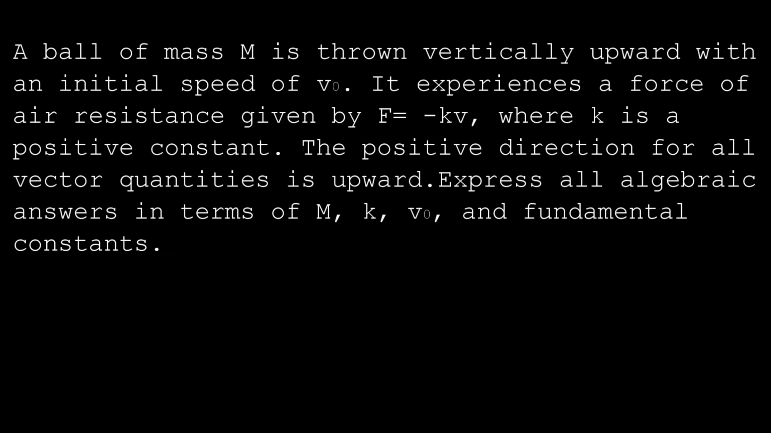So the question we have today is: a ball of mass m is thrown vertically upward with an initial speed of v0. It experiences a force of air resistance given by F equals negative kV, where k is a positive constant. The positive direction for all vector quantities is upward. Express all algebraic answers in terms of m, k, v0, and fundamental constants. This question had 5 parts on the exam, so we're going to take time in answering each one thoroughly.